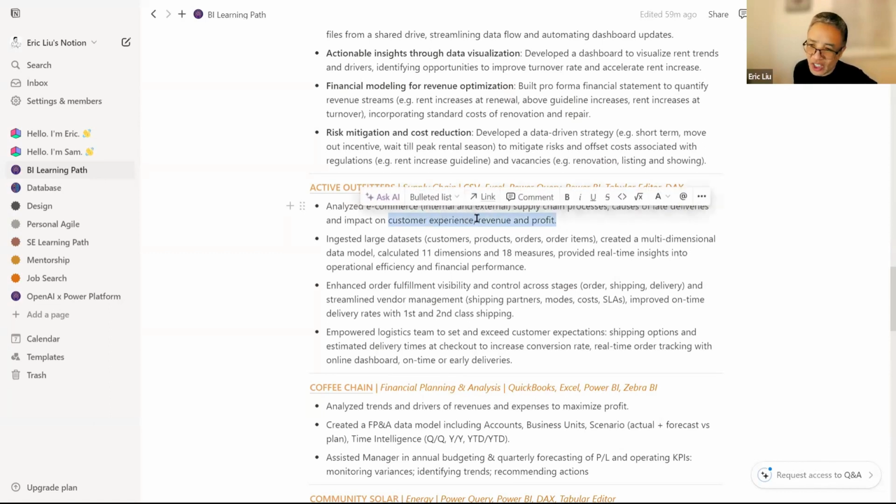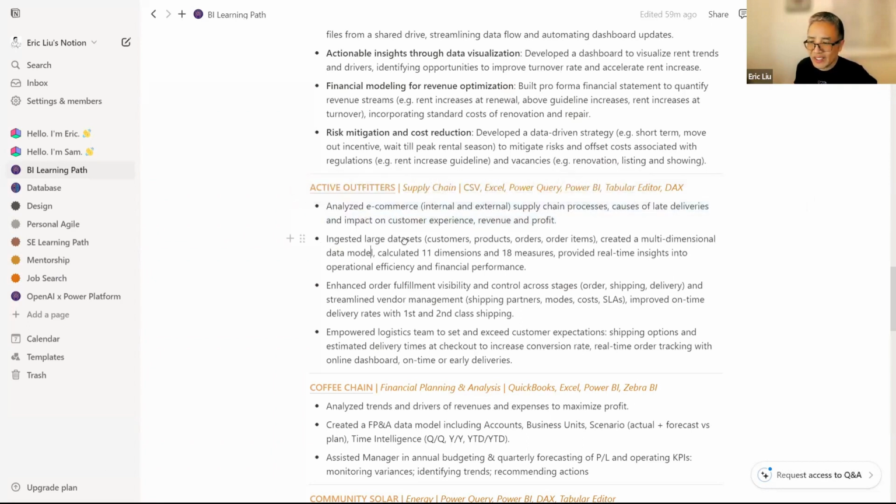If the customer is not happy, probably they will return. They don't want the product anymore, and it will affect revenue, and you will lose this customer's repeat business. It will definitely increase costs and affect your profit, right?